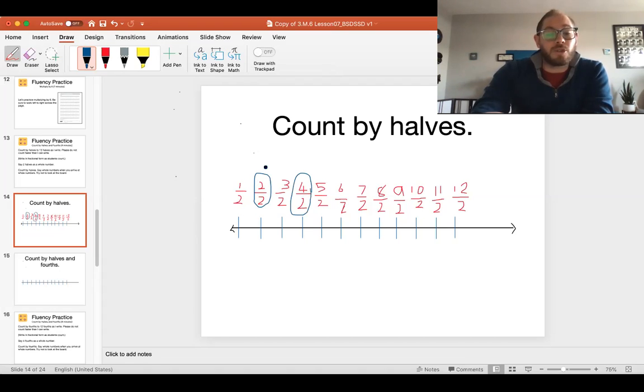What's the next one? 2, 4. We can divide 6 by 2. So 6 out of 2. 2, 4, 6. I'm beginning to see a pattern here. 8 out of 2. 10 out of 2. And 12 out of 2.